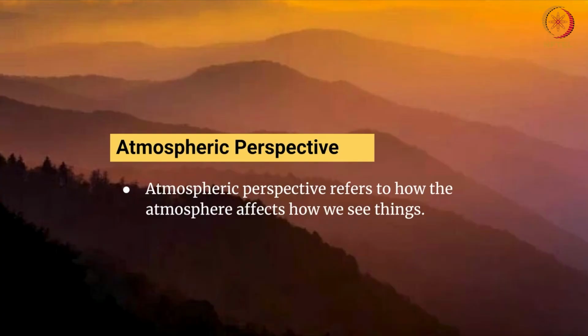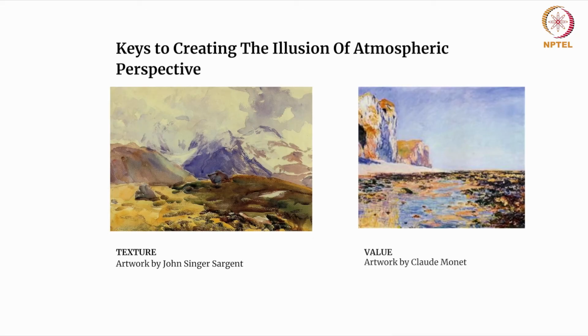Unlike linear perspective, which uses lines and vanishing points to convey depth, atmospheric perspective relies on changes in color, contrast, and clarity to mimic the natural effects of air and light over distance. There are different ways to achieve this illusion of atmospheric perspective on a 2D surface, and the important ones are manipulating or playing with texture, value, clarity, and also playing with color, temperature, and saturation. Let us understand this one by one.